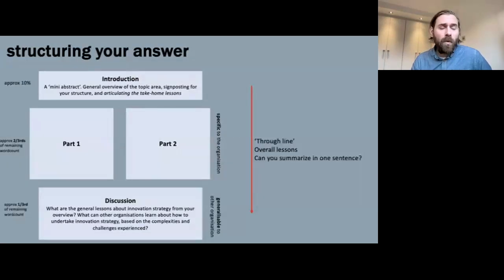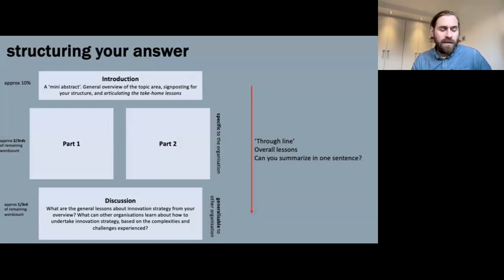And then finally, we come to the discussion. So this is going to be about 1/3 of the remaining word count, and it's generalizable to other organizations. So you don't just have to talk about your specific organizational scenario here, but this is definitely when you're going to come into a more theoretical overview.